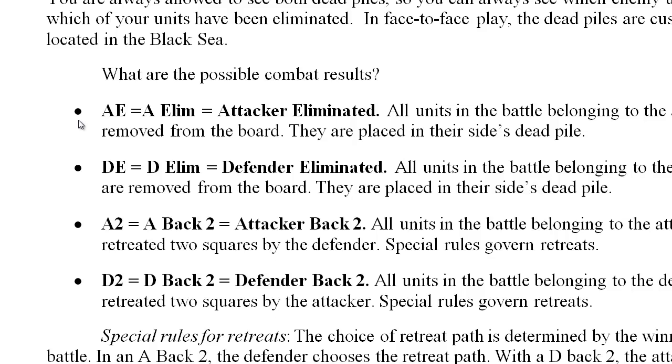The two simpler results are A elim, AE, and D elim, DE, and in these two cases the attacker is eliminated or the defender is eliminated. What happens? All units in the battle belonging to the attacker or to the defender are removed from the board. Where do the units go? They're placed into something known as the dead pile.